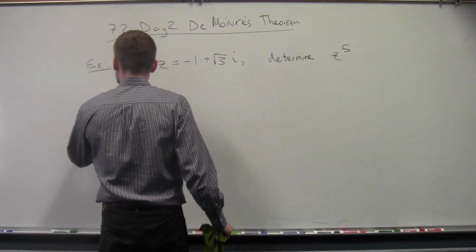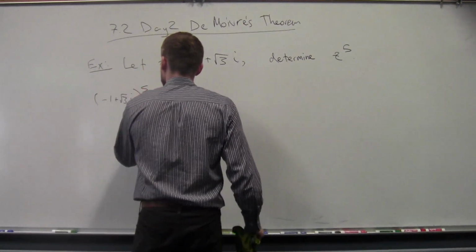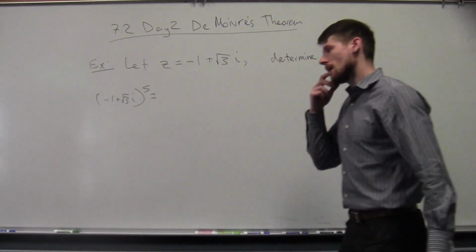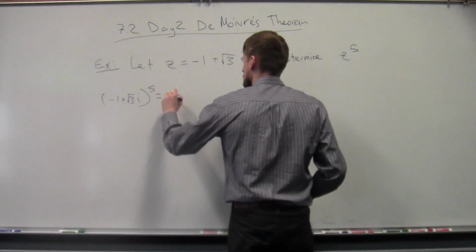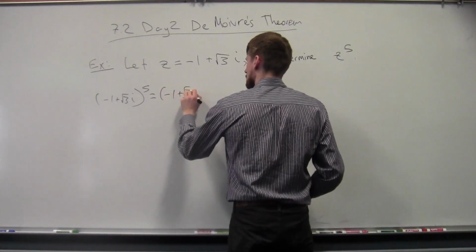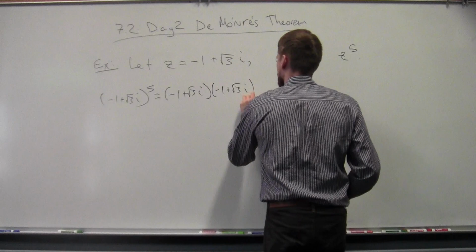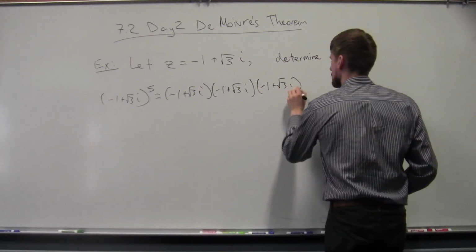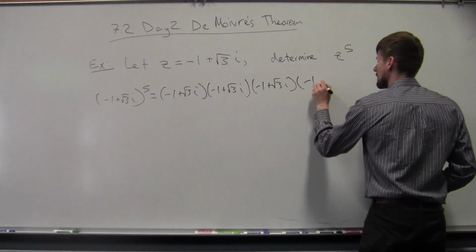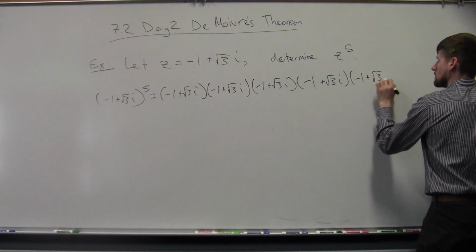Now, before we had DeMoivre's theorem, we would have to write this all out. It's a bunch of -1 plus root 3i. It's 5 of them, to be precise. -1 plus root 3i, -1 plus root 3i, -1 plus root 3i. That's 3 of them. Got 2 more. And -1 plus root 3i, that's 5 of them.